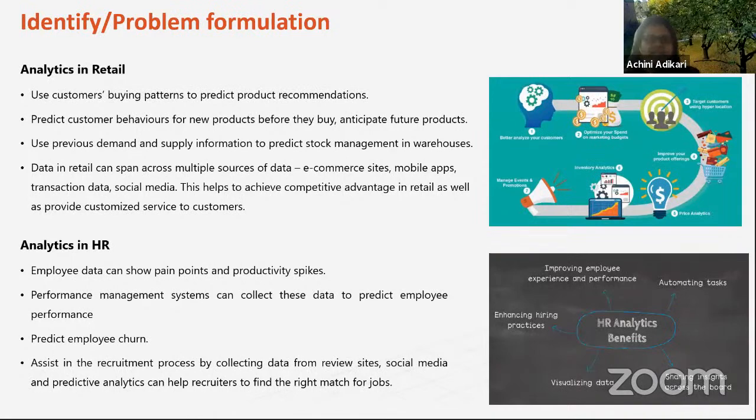First, analytics in retail. Simply take a supermarket. They have lots of data. They have the customers' buying patterns, and they have the transaction data. They have their warehouse stock data, and from these huge amounts of data, what can we do about it? One thing is you can use customers' buying patterns to predict product recommendations. We can see that a person who buys these items together is more likely to purchase this item as well. So we might promote that to these people.